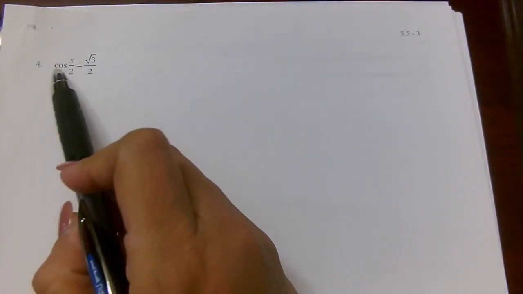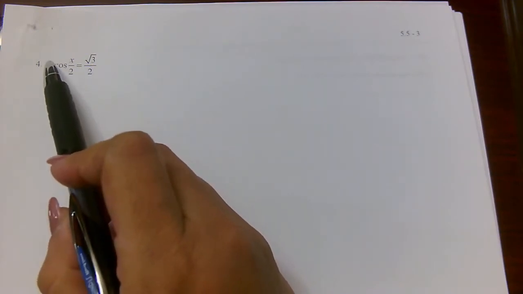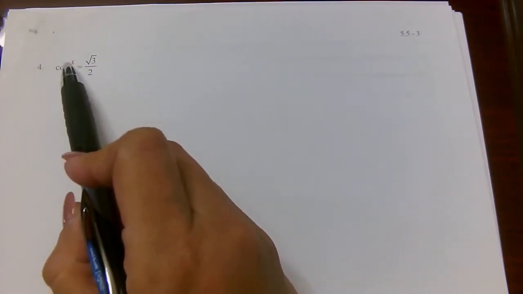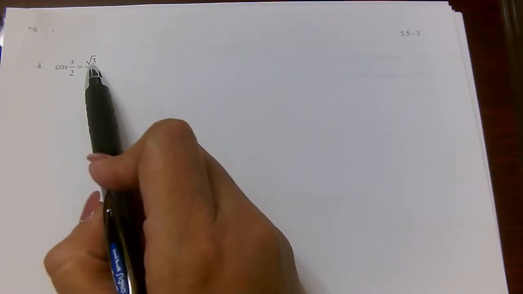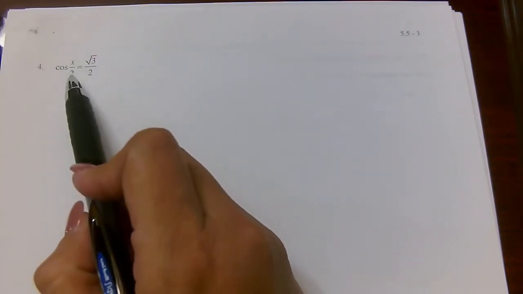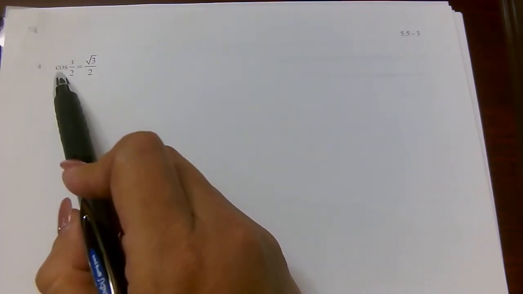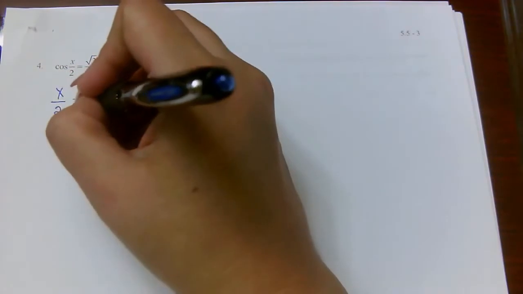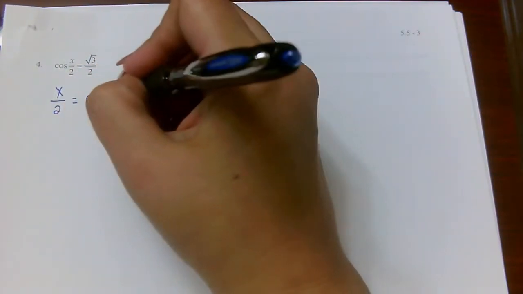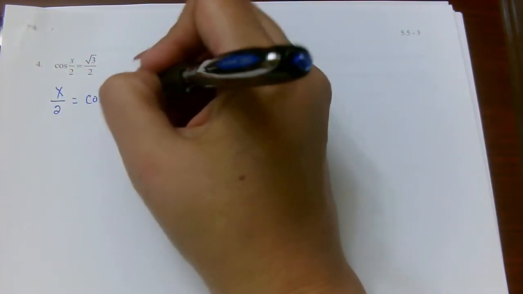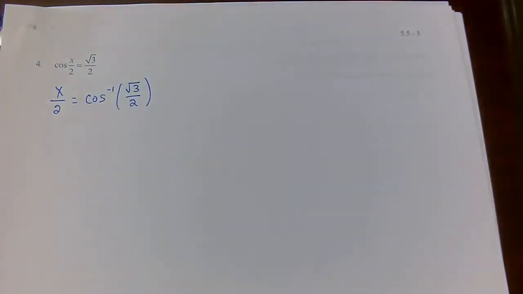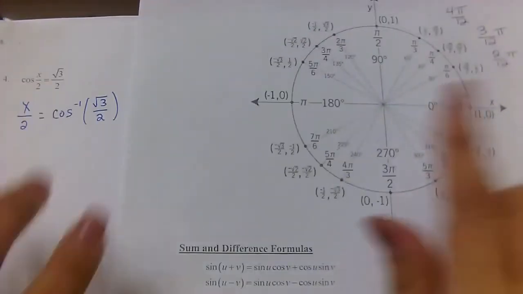Okay, number 4, what we're going to do is notice that this has a coefficient of 1, so all I need to do is take the cosine over to the other side. You cannot multiply by 2 because the cosine is still attached. So let's go ahead and do that. I'll have x over 2 is equal to inverse cosine of the square root of 3 over 2. Okay, use your unit circle to help you evaluate that.